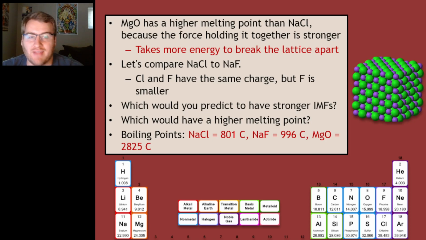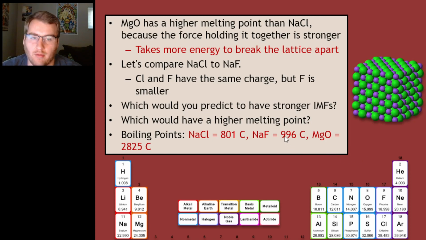Now we're going to do another comparison, of NaCl and NaF. In both of these, we have a 1+ and 1- charge. Chlorine and fluorine have the same charge, but the only difference is that F is smaller. F is higher up on the periodic table, therefore its atomic radius is smaller. Which would you now predict to have stronger intermolecular forces, or intramolecular forces, depending on how you think about it? NaF would have a slightly higher melting point than NaCl. Smaller atoms are able to get closer to each other. So the smaller the atoms are, the greater the force of attraction between them, and it takes more energy to break them apart.